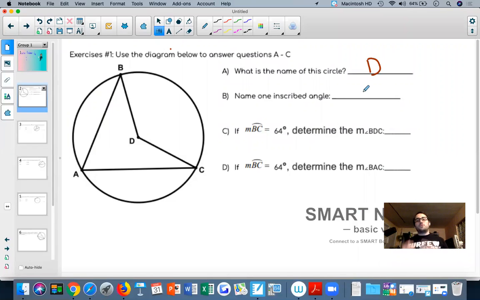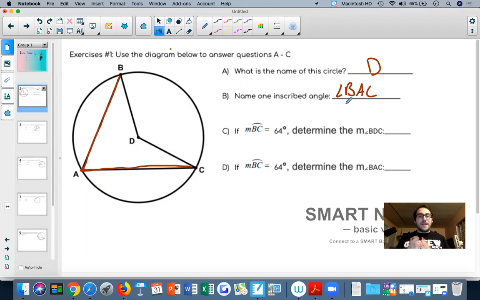Name one inscribed angle. We learned that inscribed angles are angles whose vertex is on the circle. And what we mean by on the circle is the circumference. So the circumference of the circle is the circle itself. The only angle whose vertex is on the circumference is BAC, or CAB, either one. So angle BAC. And remember, the vertex of an angle is always the middle letter.